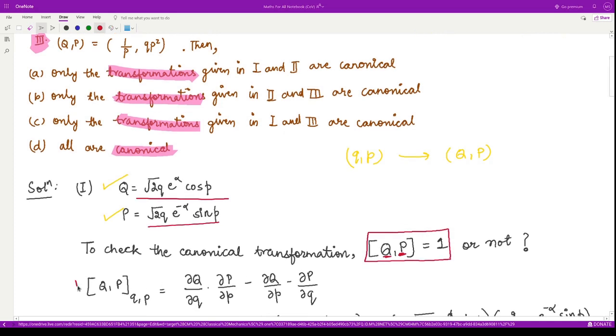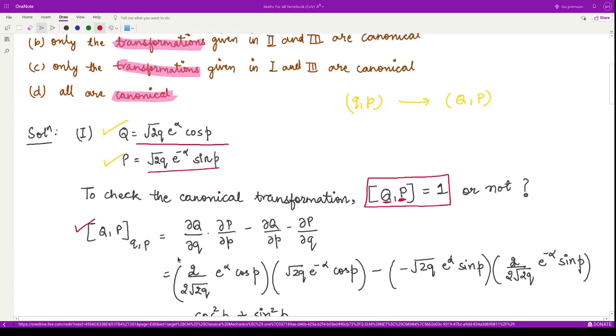Firstly, we'll apply the definition, and according to the definition, we have to compute these four partial derivatives of capital Q and capital P with respect to small q and small p respectively. So firstly, let us calculate del Q by del small q. So this is del capital Q, right? Taking its partial derivative with respect to q, cos p would be constant, e to the power alpha would be constant, so we have to perform the derivative of square root 2q. So it would come out to be this, right?